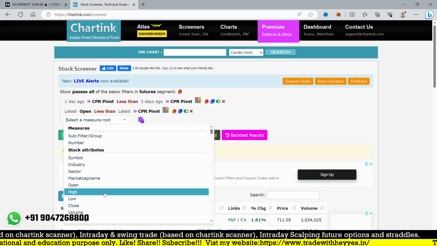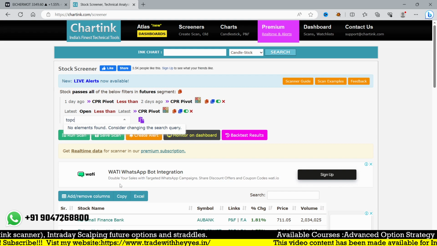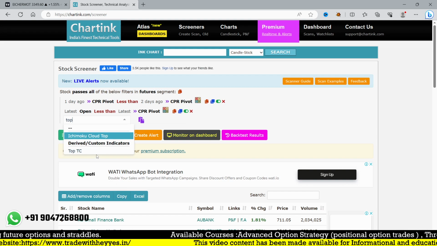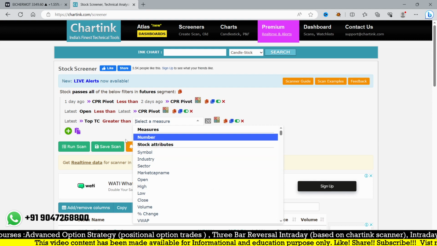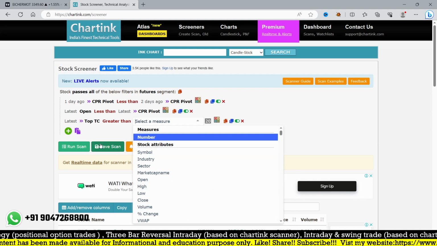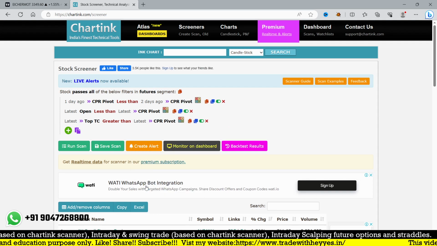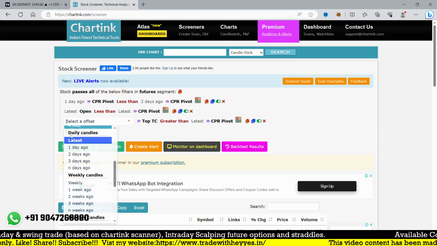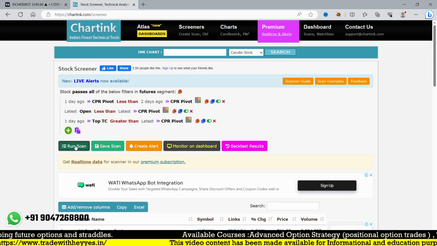That one we have already created. TC is not about top C, it's TC. Okay, this is the right word. It must be greater than the CPR pivot. So the 1 day ago must be greater than 2 days ago.